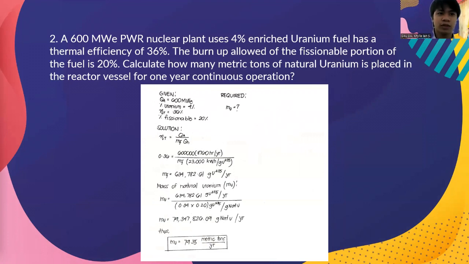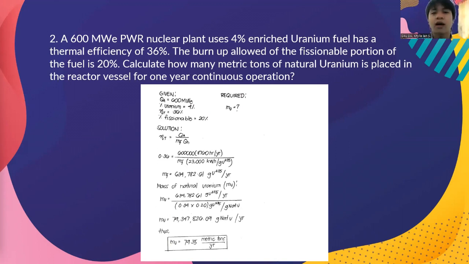So number 2 is a 600 megawatts PWR nuclear plant that uses 4% enriched uranium fuel and has a thermal efficiency of 36%. The burn up allowed of the fissionable portion of the fuel is 20%. Calculate how many metric tons of natural uranium is placed in the reactor vessel for 1 year continuous operation.